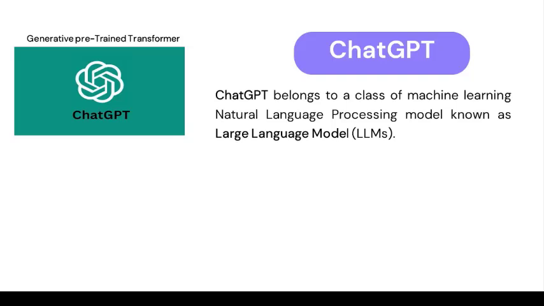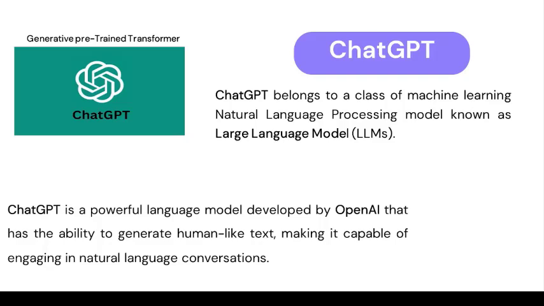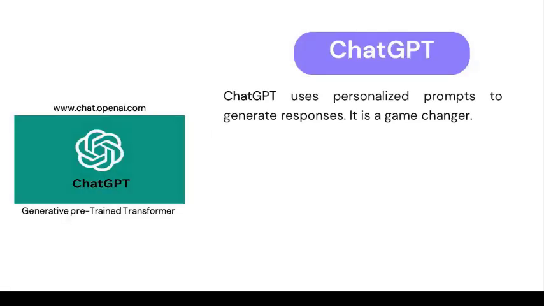ChatGPT belongs to a class of machine learning natural language processing model known as large language model. It is a powerful language model developed by OpenAI. It has the ability to generate human-like text, making it capable of engaging in natural language conversations. ChatGPT uses personalized prompts from its users to generate responses. It is indeed a game changer.